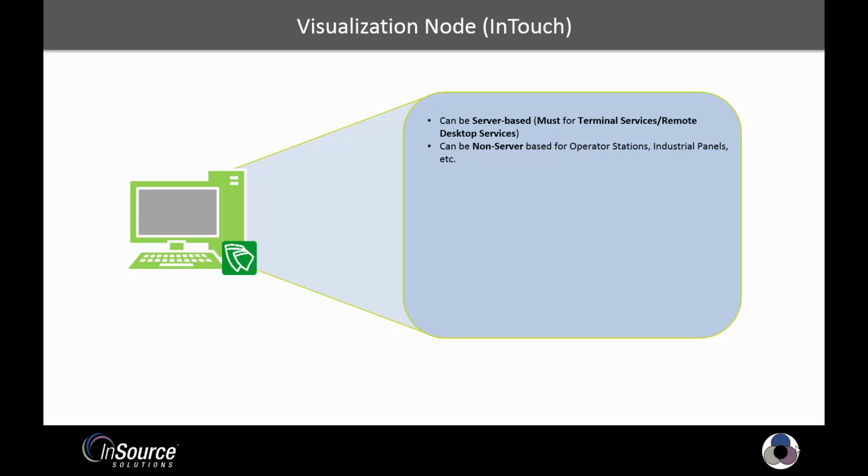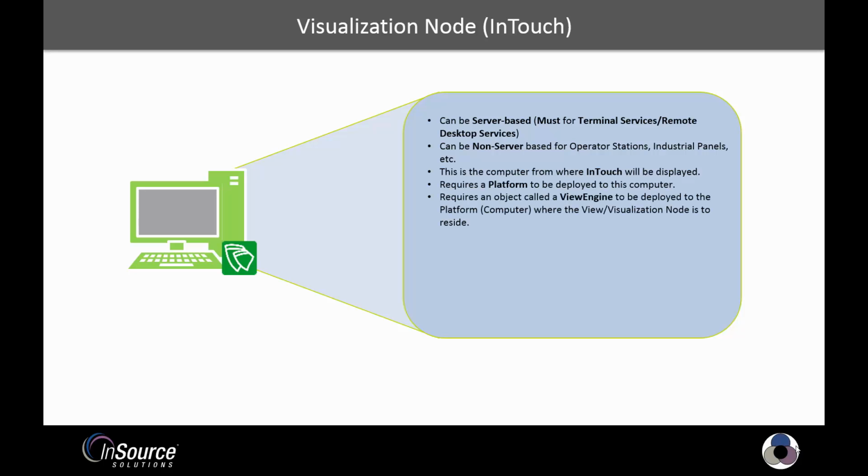So your operator stations, your industrial panels, can run Windows 7 or Windows 8. This is a computer where InTouch will be displayed, again requiring a platform. What makes this one special is inside of the Galaxy, there's an object called the View Engine. That determines whether or not a platform is going to be a visualization node or not.